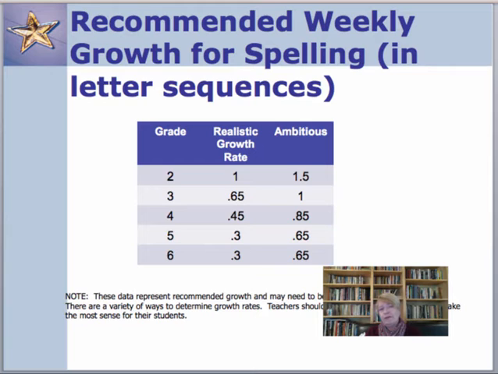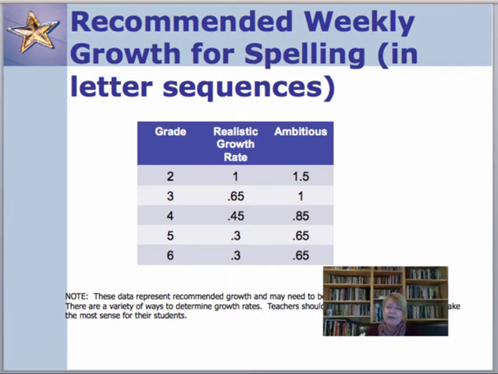Here's the expected weekly growth for spelling in letter sequences. So remember, approximately 12 words, but we're expecting, in terms of realistic growth, that students would grow in the number of correct letter sequences by 1 per week. If they're in second grade, 1.5 would be ambitious. 0.65 for third grade, 1 would be ambitious, and so forth.